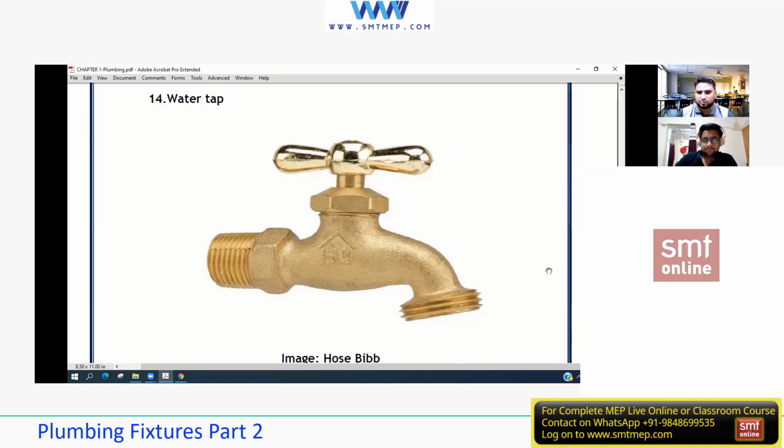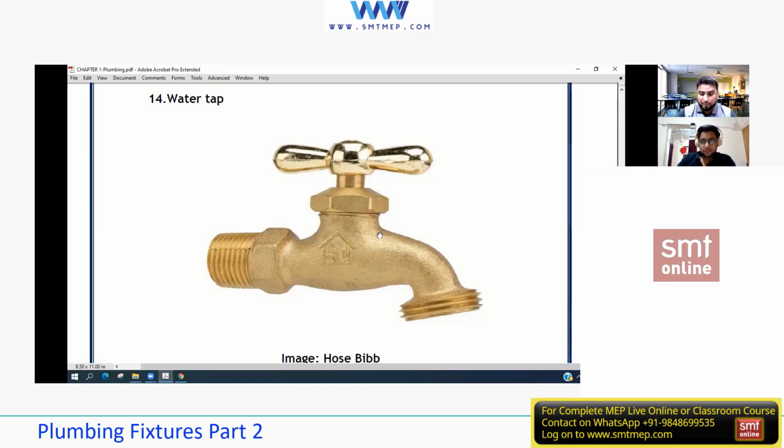Yes, sir. We have installed them. Yeah, isolating valves. A lot of IV, isolating valves. Okay, so that's it. A ball valve is also one more isolating valve. IV. Yes or no? Yes.